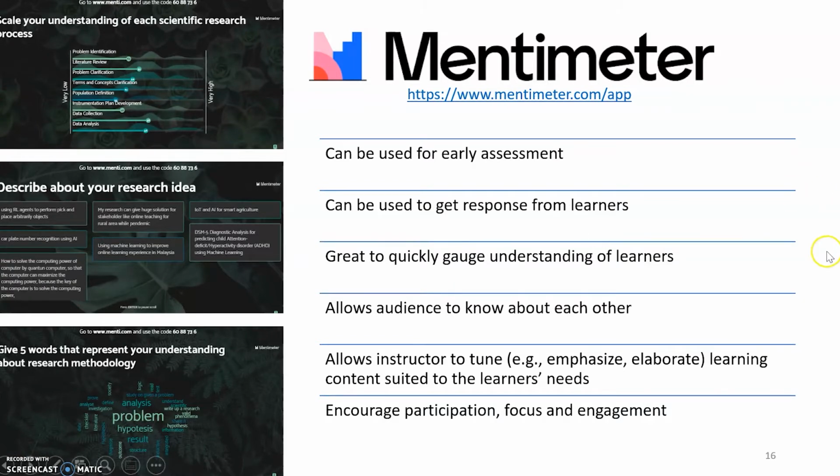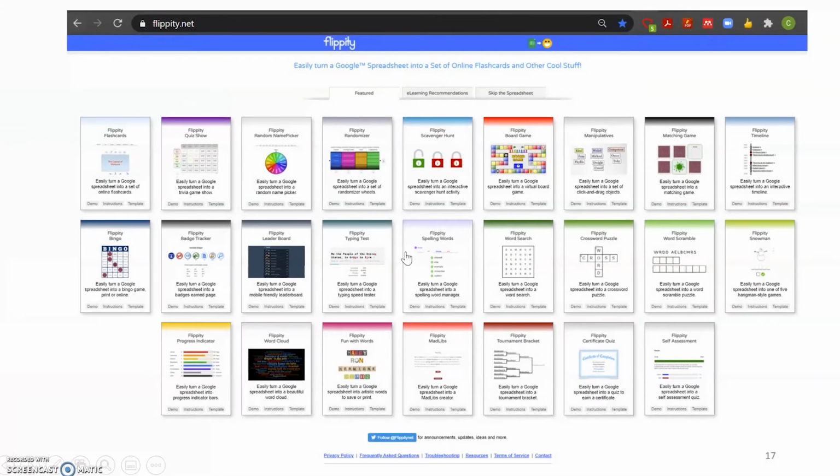Mentimeter is another excellent tool that can be used for early assessment or getting response from the learners. And it is also great to quickly gauge the understanding of the learners and allows the audience to know about each other. We can use many kinds of visualization, for example, the word cloud, or we can also use input boxes and display the input by each of the participants and execute this voting to let people to rank, and from here you know where your audience are.